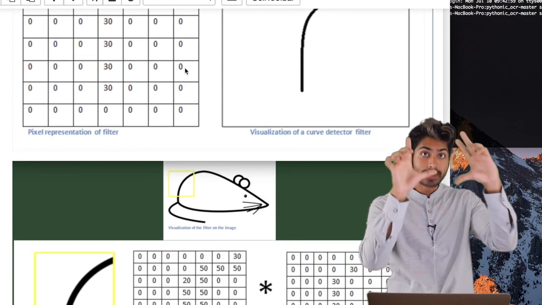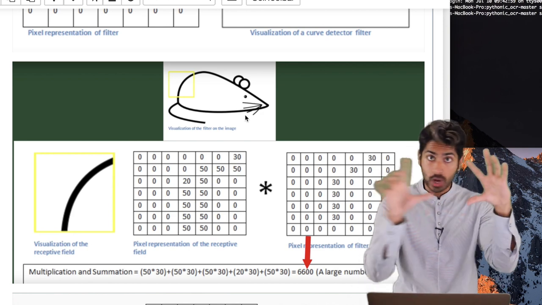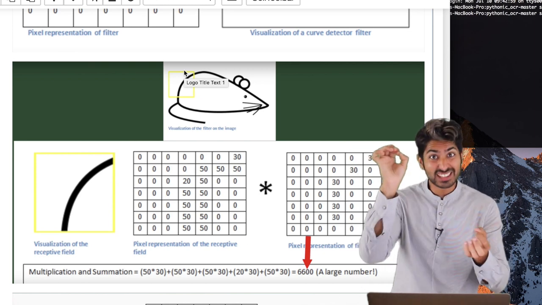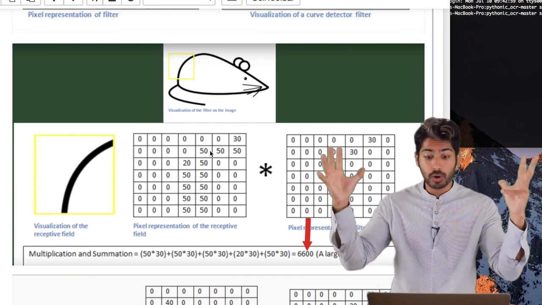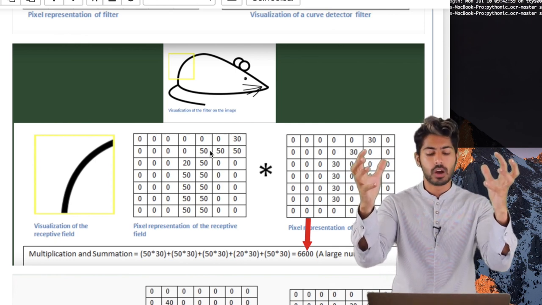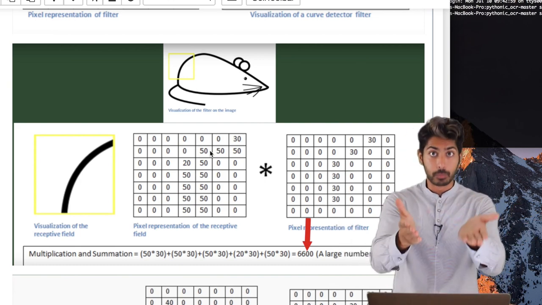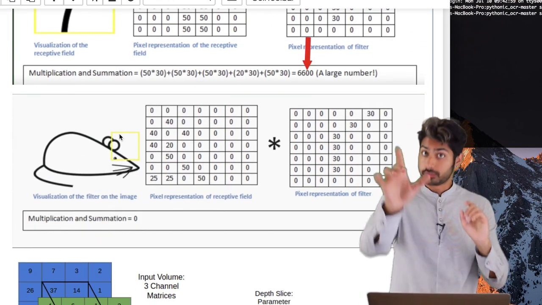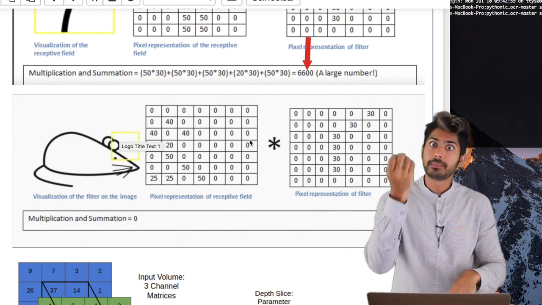When we take this filter and convolve it with whatever part of the mouse, if it's over a part of the mouse that matches that feature exactly, then when we multiply all of those values and sum them up, that's the convolution operation right there, it's going to be a big number. Then we know we've detected a feature. And if we have that receptive field over a different part of the mouse and that curve doesn't exist, then it's going to be zero.